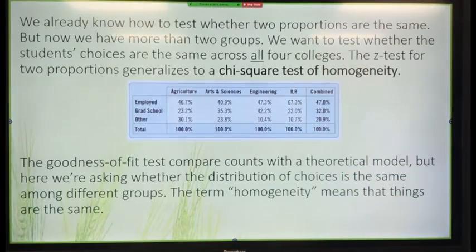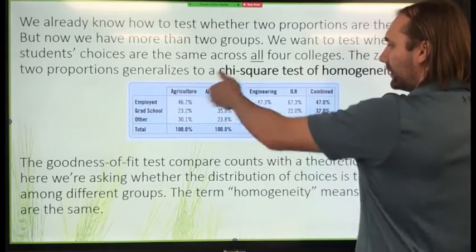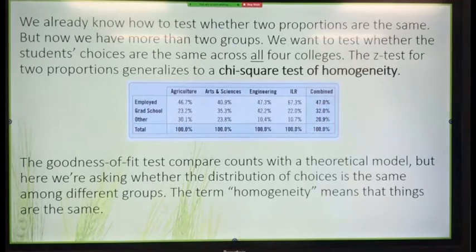Alright, we already know how to test whether two proportions are the same. But now we have more than two groups. We want to test whether the students' choices are the same across all four of our colleges here, or our columns. The z-test for two proportions generalizes a chi-squared test of homogeneity. The goodness of fit test compares counts with a theoretical model, but here we're asking whether the distribution of choices is the same among different groups.